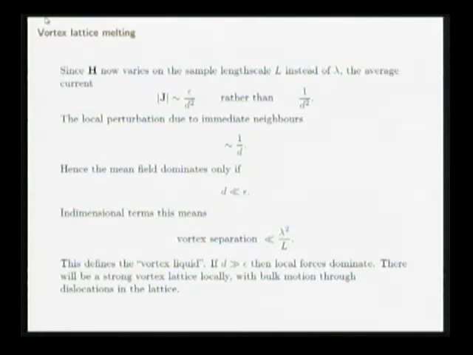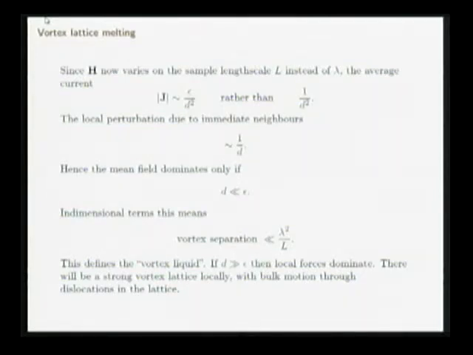And what that tells you is, so d is much less than epsilon, those are both non-dimensional, so what is that dimensionally? That tells me that the dimensional vortex separation, in order for the mean field to work, should be much less than lambda squared over L. So it gives you a limit on what the size of the vorticity has to be in order for mean field forces to dominate.